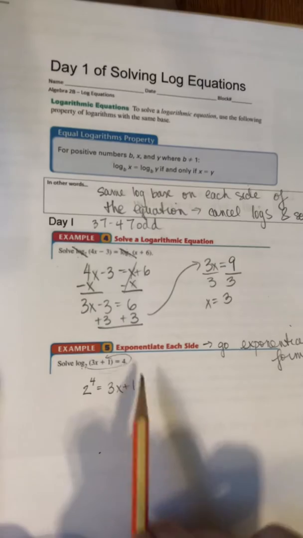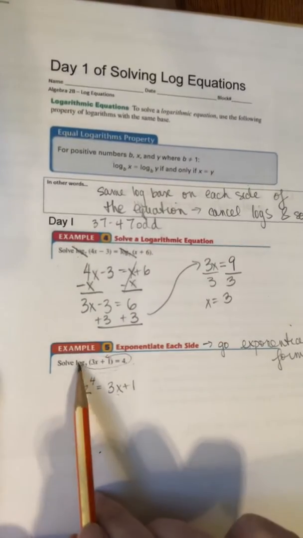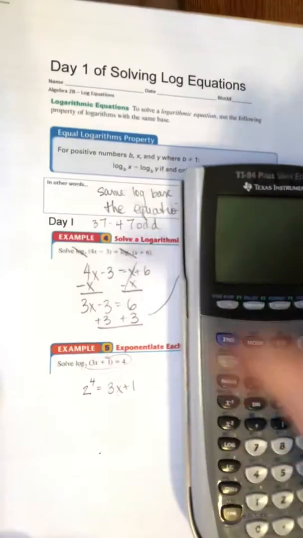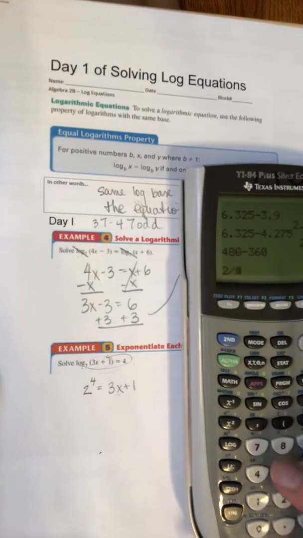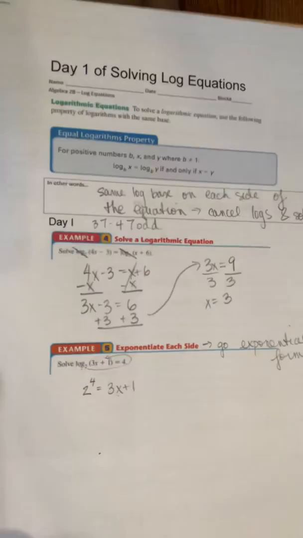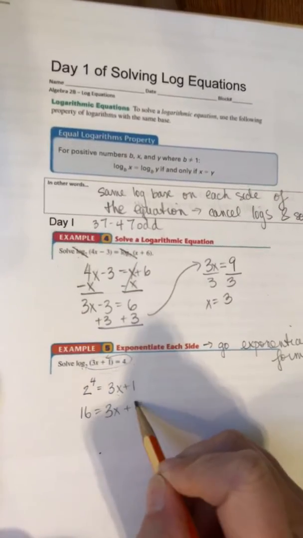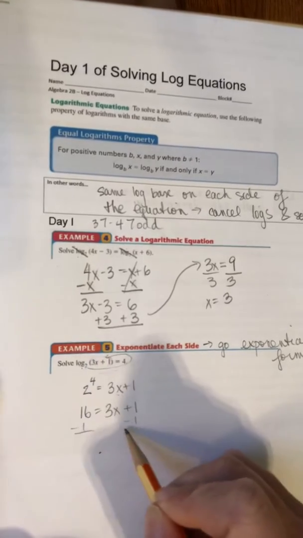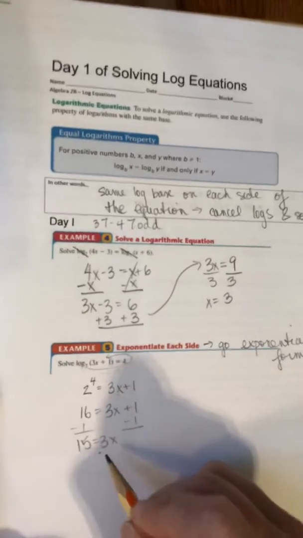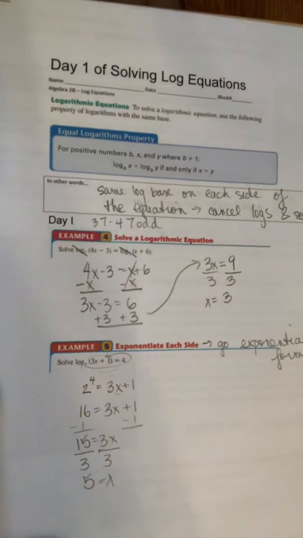All right, now if you notice, the x is not caught up inside those parentheses anymore, because there's no log anymore. And then I just have numbers. So if I use my calculator, 2 to the 4th is 16, and that was on our cheat sheet yesterday. Okay, so maybe you remember that. We get 3x plus 1. We subtract 1. So then 15 equals 3x. So therefore, divide by 3, x is 5. Okay, and that's our answer.